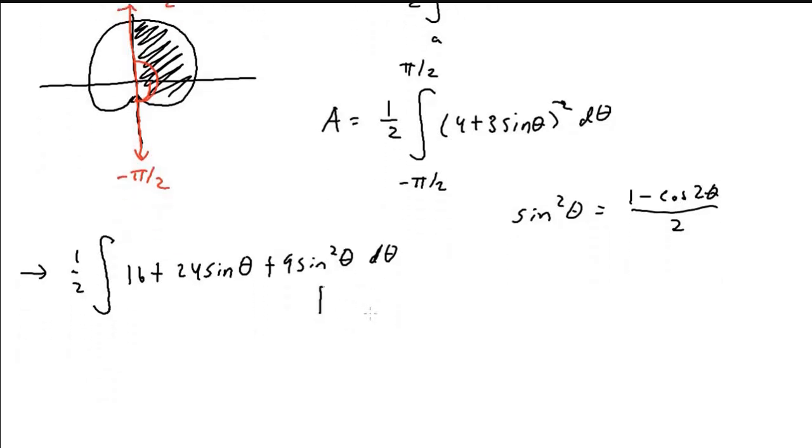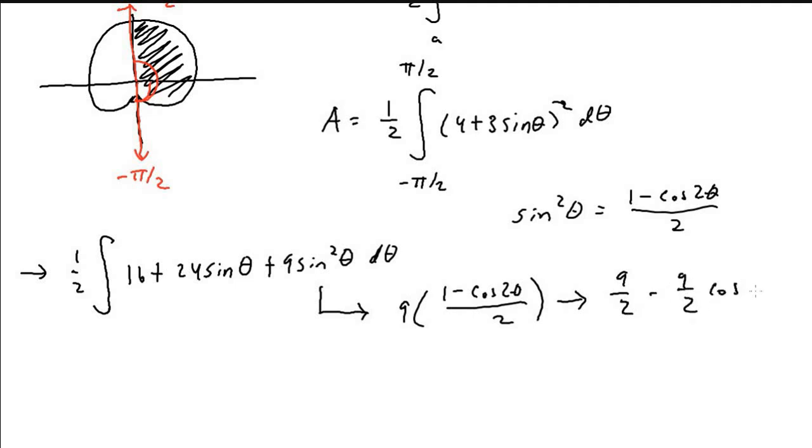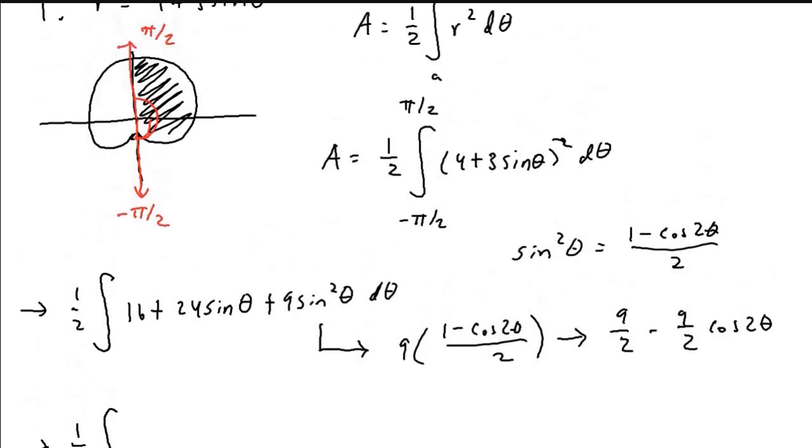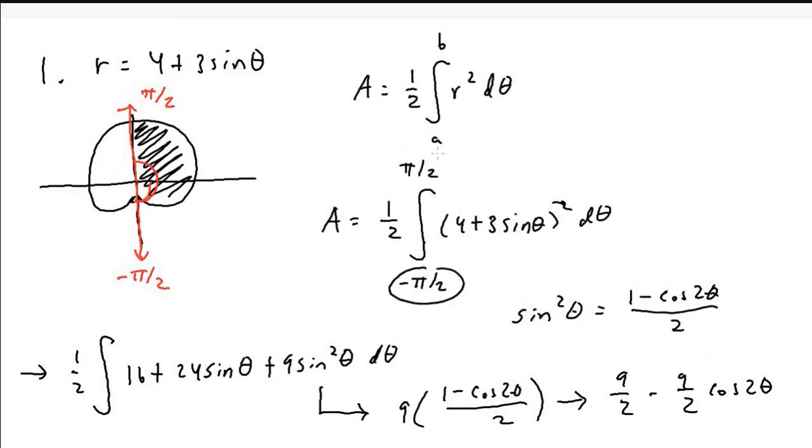So if I were to just replace 9 times sine squared, we'll get 9 times 1 minus cosine of 2 theta over 2. Now I'm just going to go ahead and distribute the 9 and simplify. So we'll get 9/2 minus 9/2 cosine of 2 theta. So if I were to rewrite the integral, we'll get 1/2 times the integral. Once again, our bounds are from negative pi over 2 to positive pi over 2.